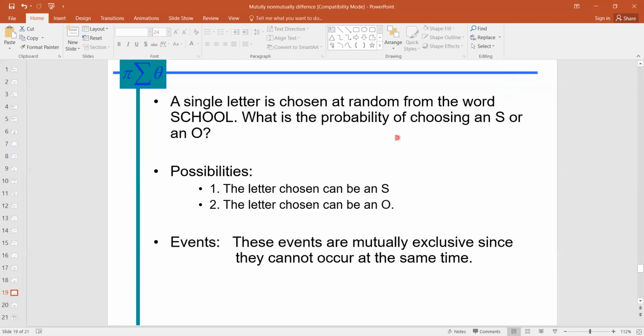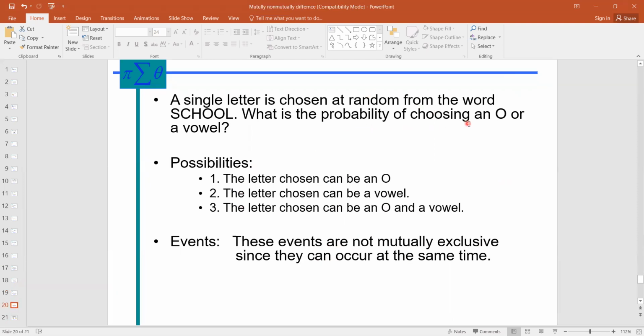So let us take another example to clear our concepts more. A single letter is chosen at random from the word school. What is the probability of choosing an S or an O? Here, we want to select letters. The letter chosen can be an S, the letter chosen can be an O. You can see S and O are different letters, so they cannot occur at the same time. So this is an example of a disjoint set. As you can see here, the sets are mutually exclusive. This is an example of mutually exclusive events.